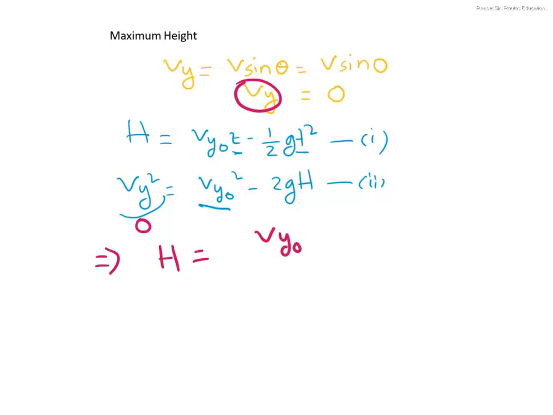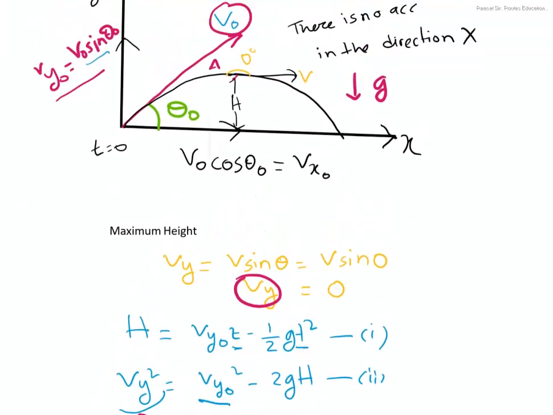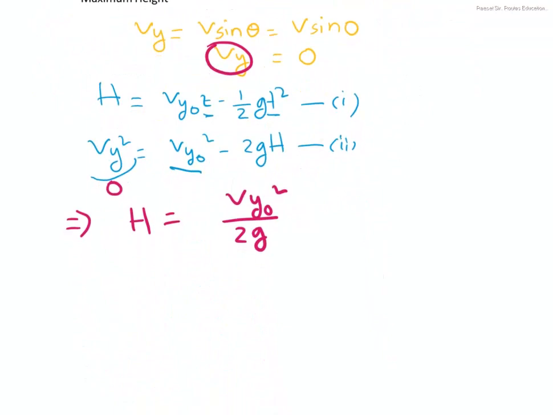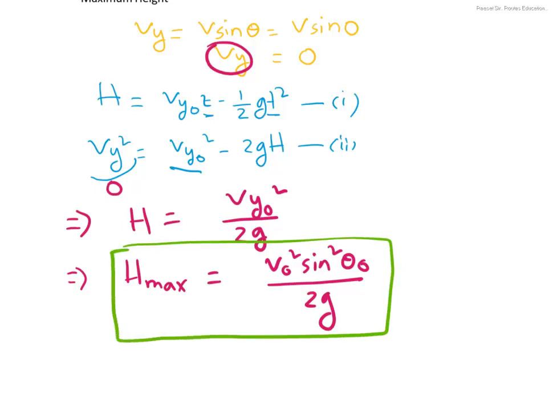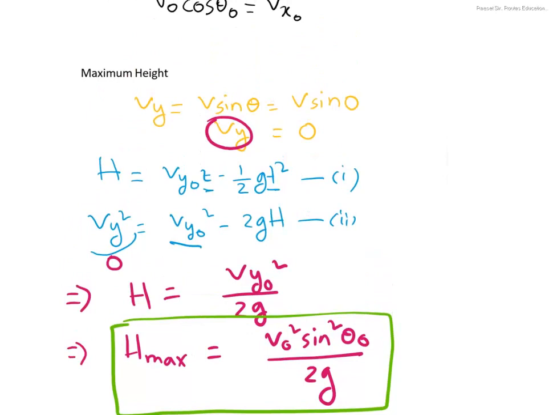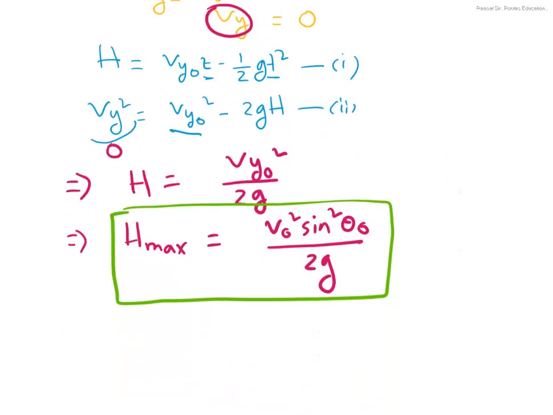If we rearrange this, we get h equals vy naught square by 2g, and vy naught is v naught sine theta naught. So the maximum height h equals v naught square sine square theta naught by 2g. So we can formulate from this equation the maximum height of a projectile.